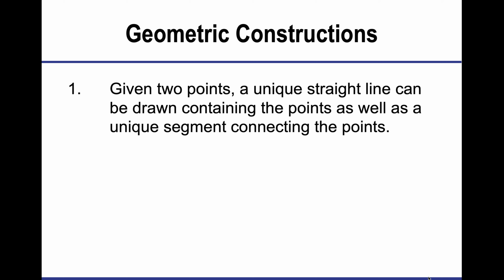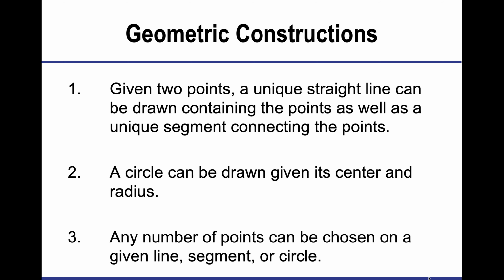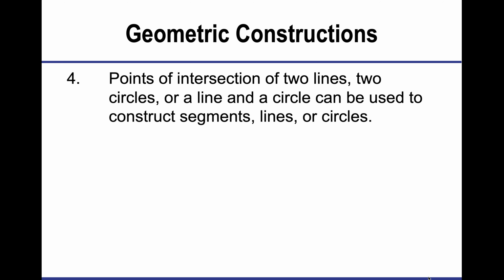In a geometric construction, we are again constructing these shapes by hand. Given 2 points, a straight line can be drawn between them, and that's going to be a unique segment connecting those 2 points. Then a circle can be drawn if I'm given a center and a radius. So if one endpoint is the center and one endpoint is the radius, I can construct that circle around it. Any number of points can be chosen on a given line, segment, or circle because there are lots of different points that exist. Points of intersection for two lines, two circles, or a line and a circle can be used to construct segments, lines, or circles. And you're going to see why we're talking about circles when we get a little further into the construction idea.